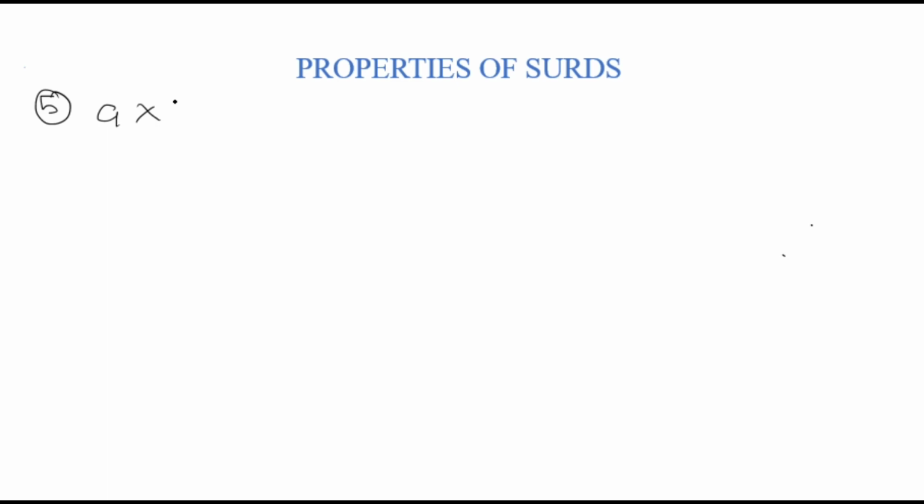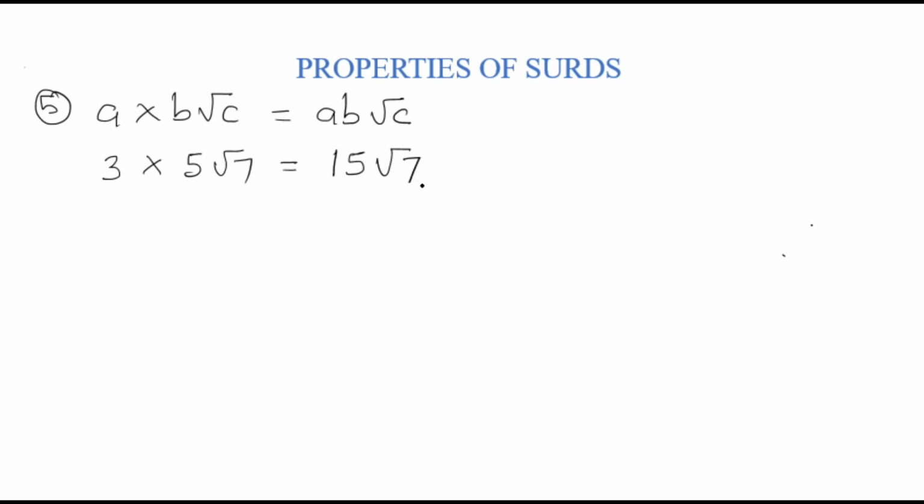Property number 5. A times B square root of C. And our final answer is A multiplying B, which is AB root C. Let's take one example. 3 times 5 root 7. So 3 times 5 is what? 15. And that gives us 15 root 7 as our final answer. Property number 6.